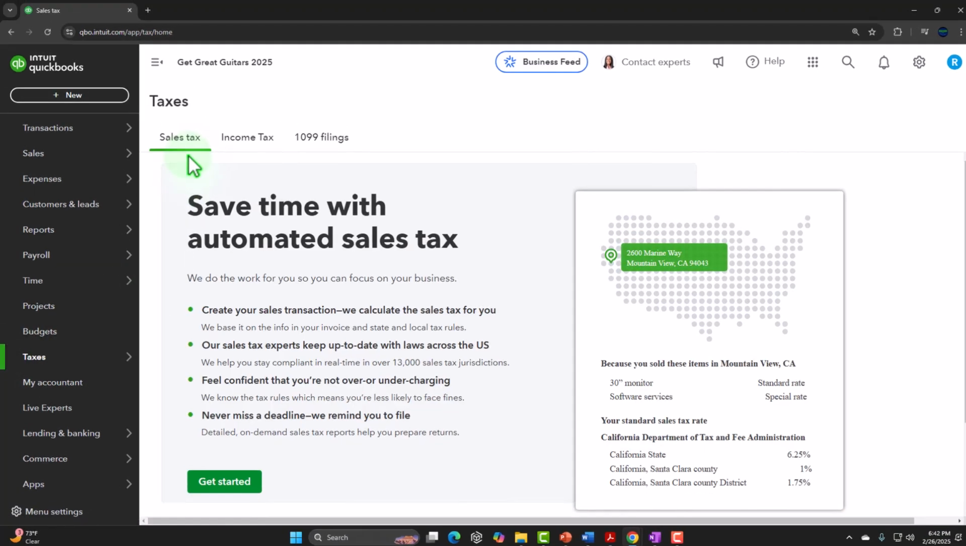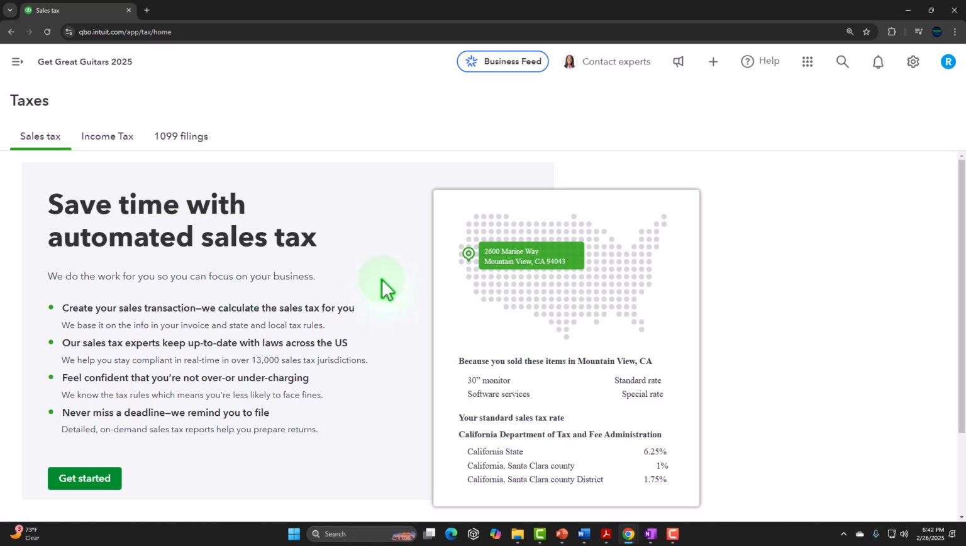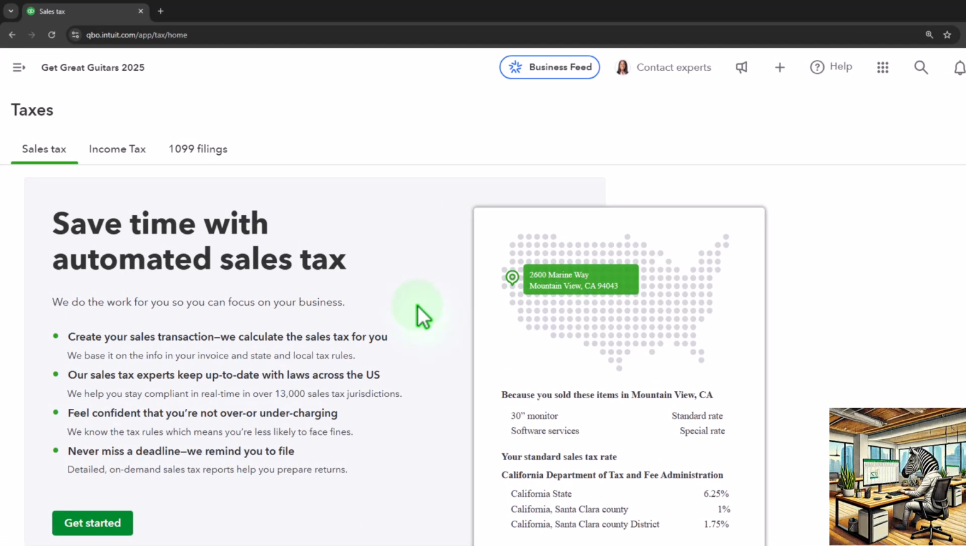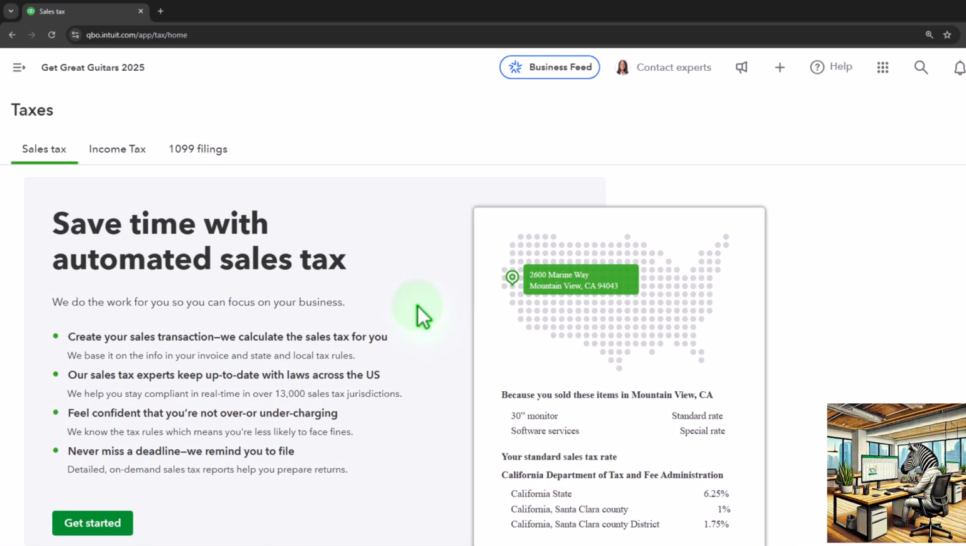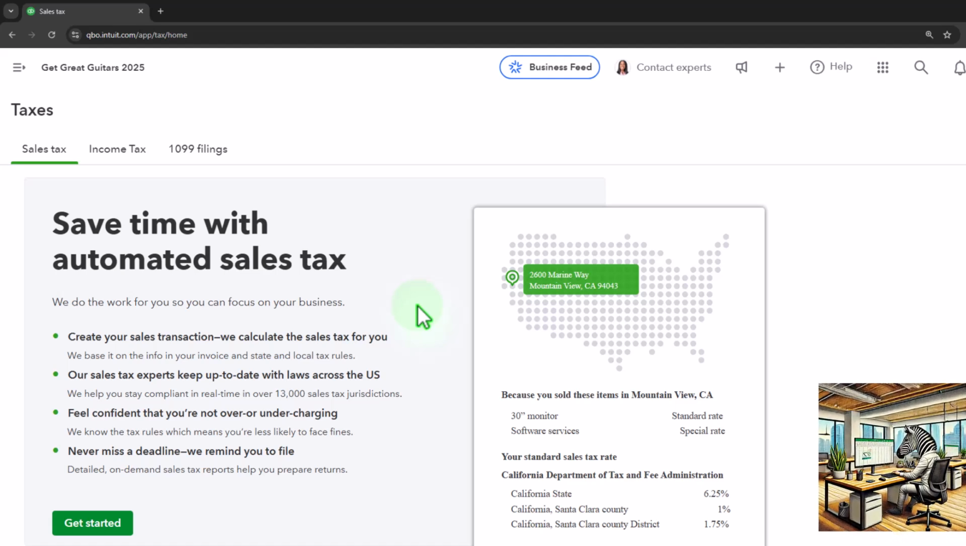And so we're in the sales tax up top. I'm going to close the hamburger. It says, save time with automated sales tax. We do the work for you so you can focus on your business. So we take care of the mobster, and we just take the money out and pay them and keep them happy so they don't come after you. So by my mobster, I mean the government in this case.